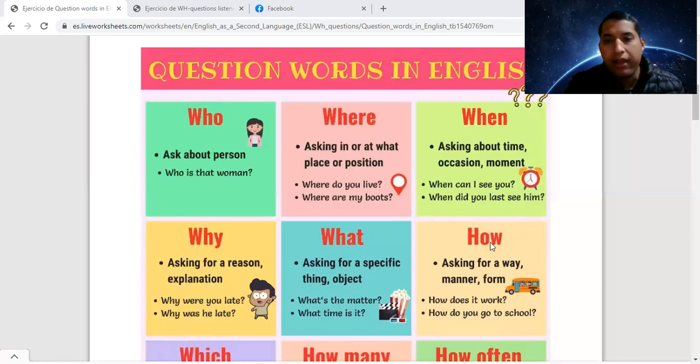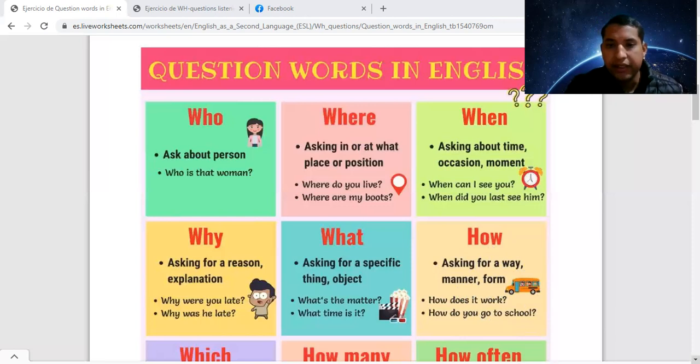Aunque esta palabrita no inicia con WH, question también es considerada dentro de las WH questions, okay? So how is asking for a way, a manner, or form. How does it work? How do you go to school? Okay, so how is gonna be used for a way, a manner, or a form. How are you? How old are you?